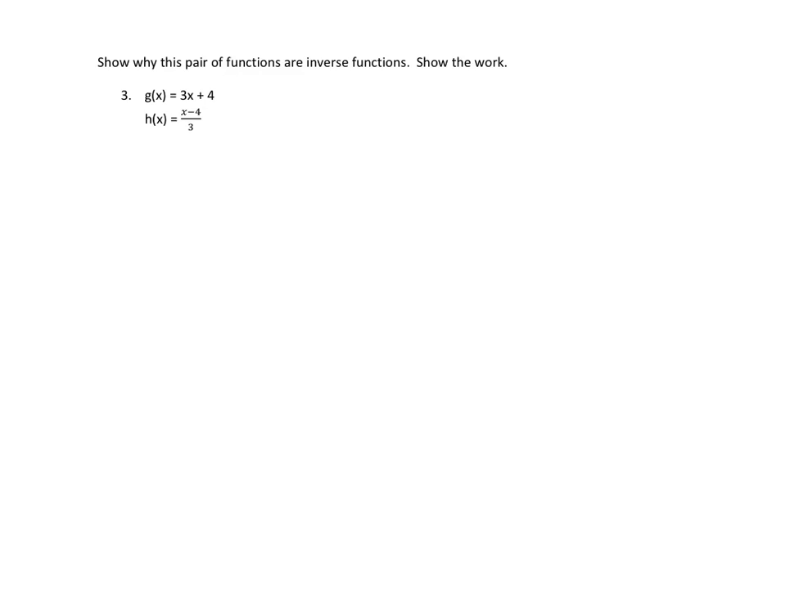This is a continuation of the Chapter 7 practice. Dealing with question number 3, showing why a pair of functions are inverse functions. So remember, if they are inverse functions, they will undo each other. So we need to show that g of h of x equals x, and also that h of g of x will equal x.